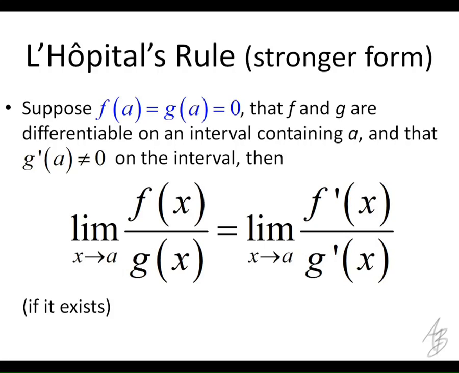And we can do it as many times as we need to until we get something that we know what the answer is going to be. And a lot of times it's going to go to infinity. A lot of times it's going to be 0. A lot of times it's going to be some other constant. And this is kind of an important thing down here: if it exists. If it doesn't exist, then you might have to do something else.